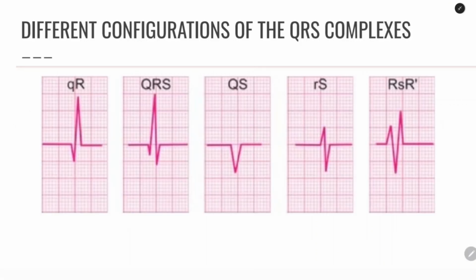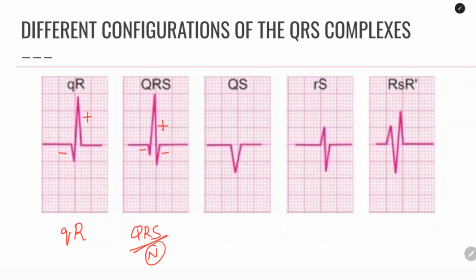On an ECG, the QRS complex varies in configuration on different leads based on different conditions. So let me name that for you. If the QRS complex is initiated by a negative deflection, followed by a positive deflection, it is called the QR complex. And if the QRS complex is initiated by a negative deflection, followed by a positive deflection, followed by a negative deflection, it is called a QRS complex.